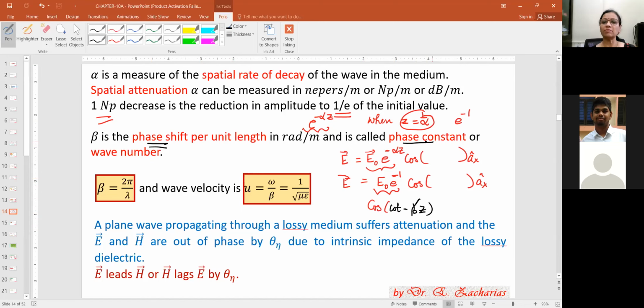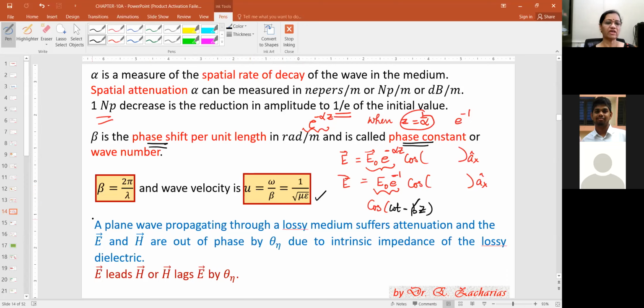And it has got another name. It is called phase constant or wave number. Beta is called wave number k, or it is called phase constant, or it is called phase shift per unit length. And beta is given by the equation beta equal to 2 pi by lambda. And the propagation velocity is given by omega by beta. This, you know, omega by k, you have studied in physics. So the velocity is omega by beta, which will be 1 by under root of mu epsilon. I put all this in the beginning of the chapter. These are preliminary things that you are supposed to know.